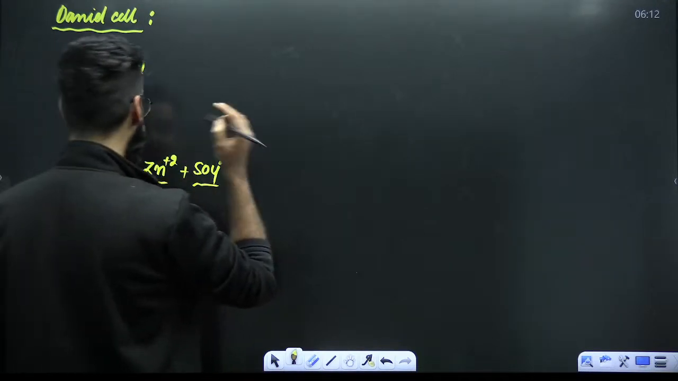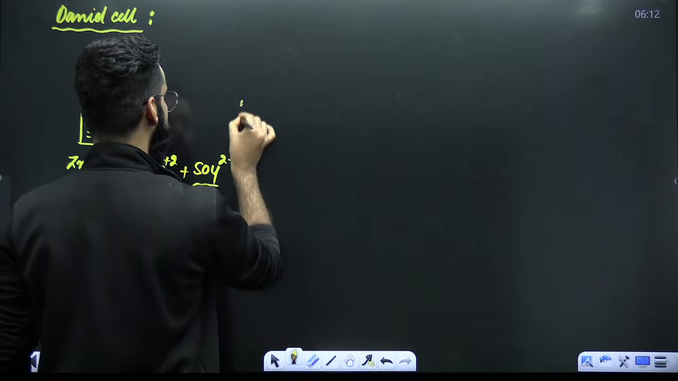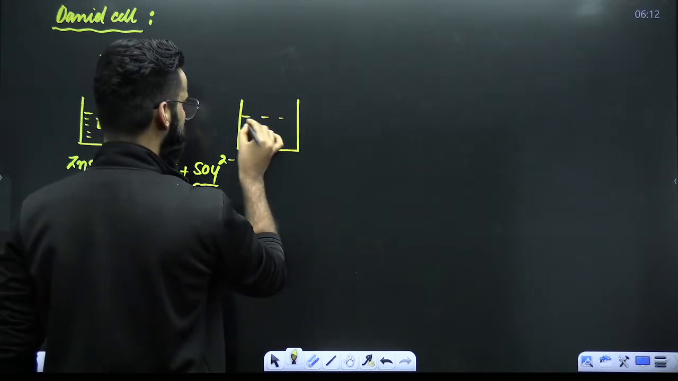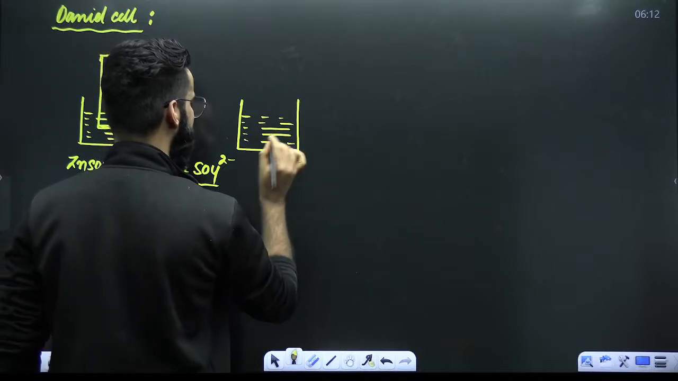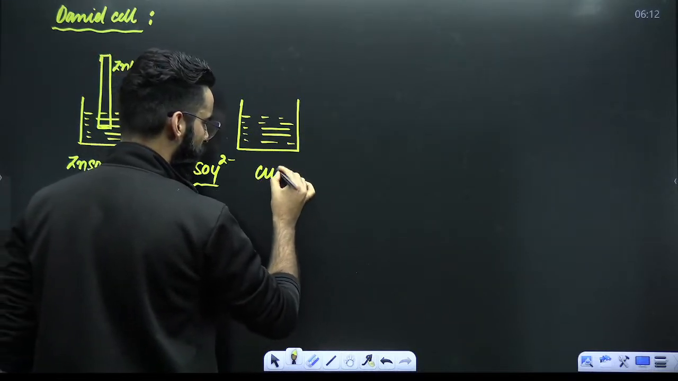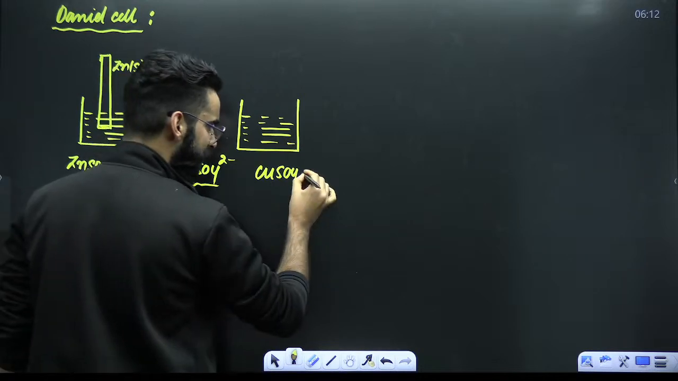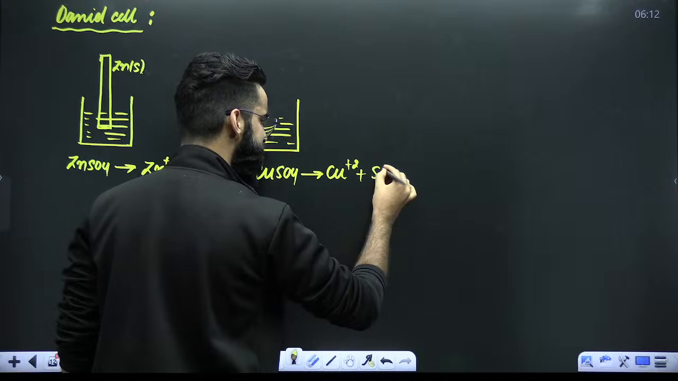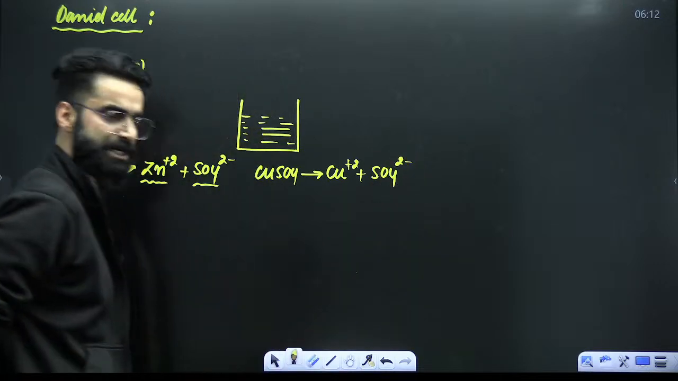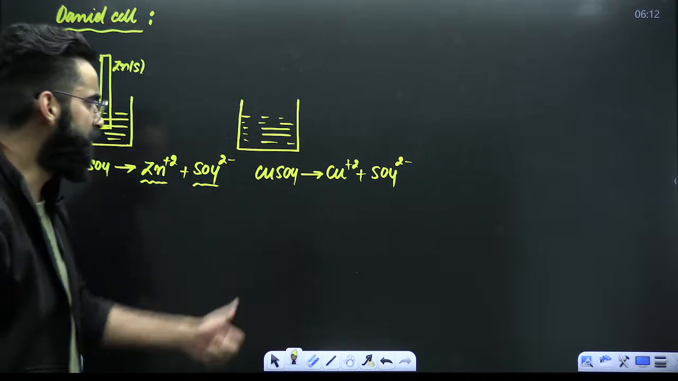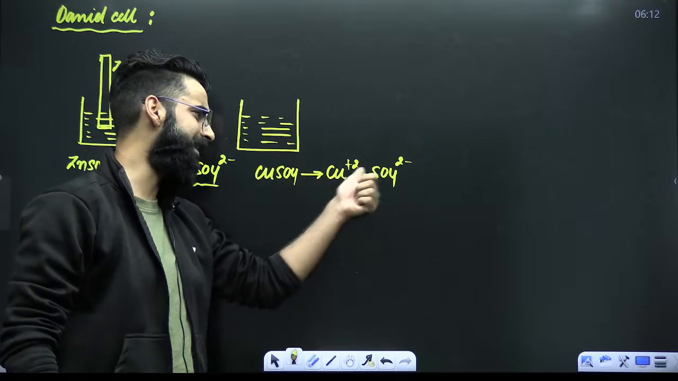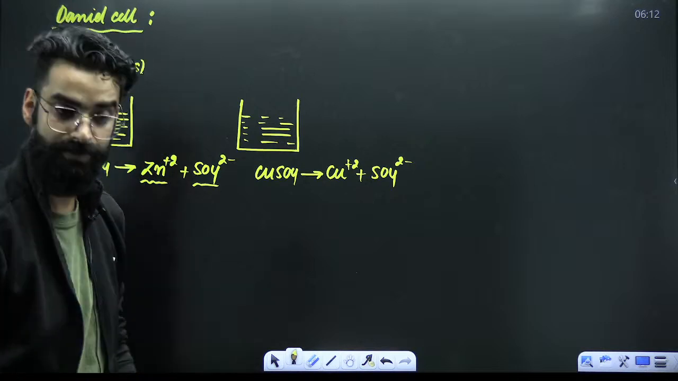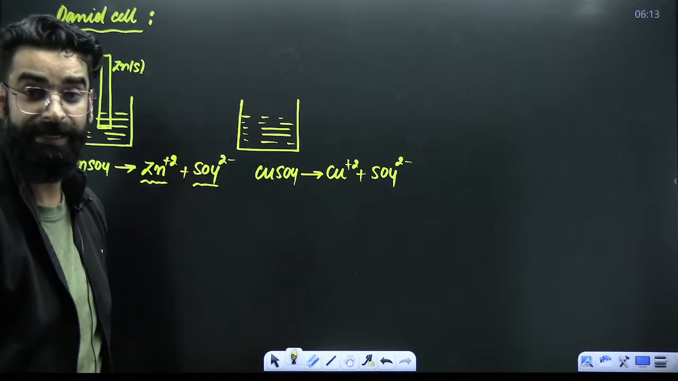Similarly, I would need one more electrode as well. And you already know what that electrode is. That is going to be the copper electrode. So again, I have taken one more container. And in this container, I have taken copper sulfate, for example. And I'm assuming this copper sulfate has got completely dissociated into its ions, and its ions are Cu2+ and SO4 2-. So this particular solution right now again contains equal number of cations and anions. So this solution is again electrically neutral.